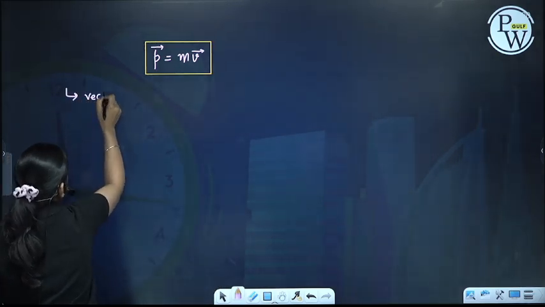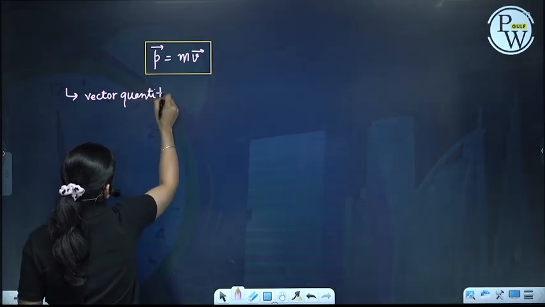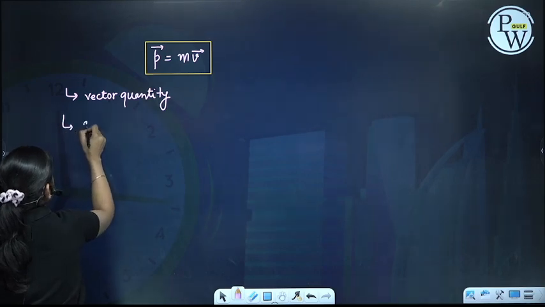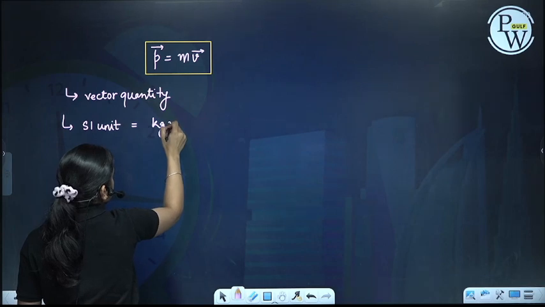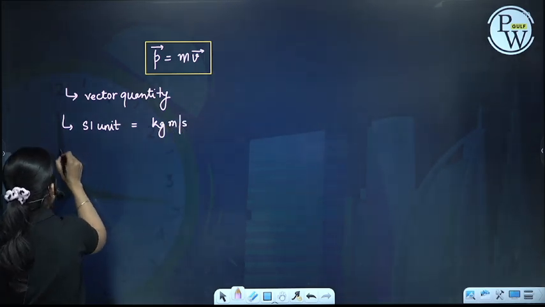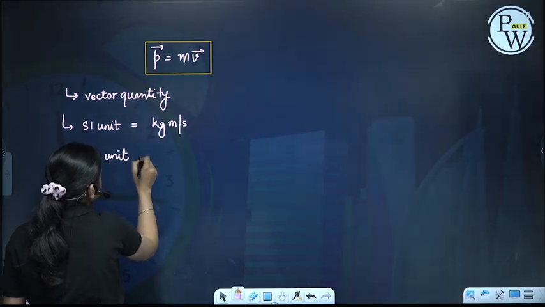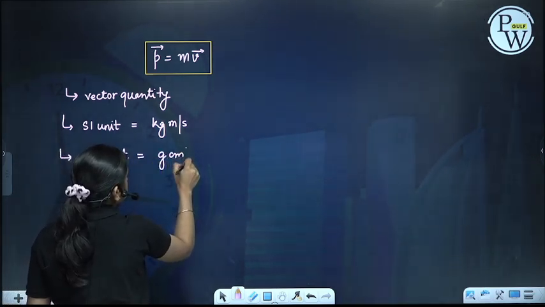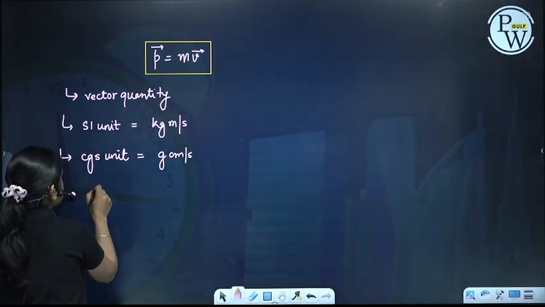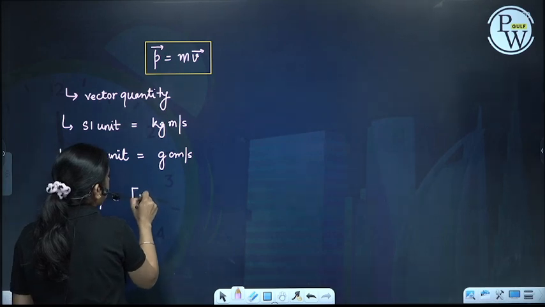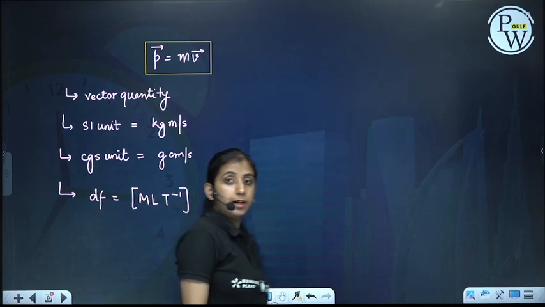It is also a vector quantity. Its SI unit: mass is in kg and velocity in meter per second, so its SI unit will be kg meter per second, and its CGS unit will be gram centimeter per second. Its dimensional formula will be MLT minus 1.